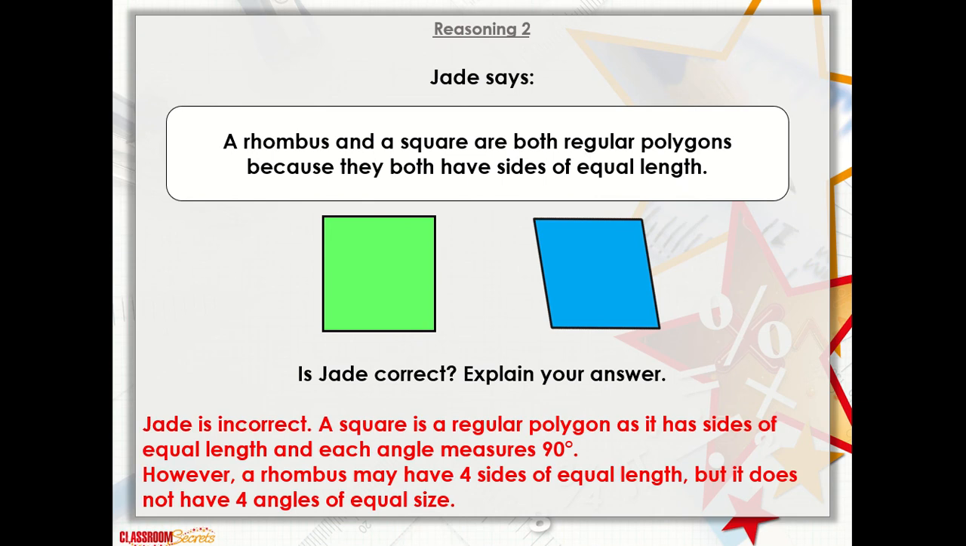My explanation is, this is a very detailed explanation. You don't need to make such a detailed explanation, but a square is a regular polygon as it has sides of equal length and each angle measures 90 degrees. I'm not asking you to measure angles like I did yesterday. I said don't measure the angles. However, a rhombus may have 4 sides of equal length, but it does not have 4 angles of equal size. So the sides may be equal, the angles are not. So a rhombus is not a regular polygon.